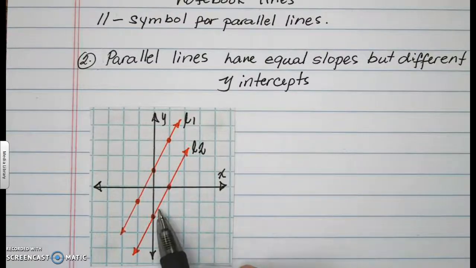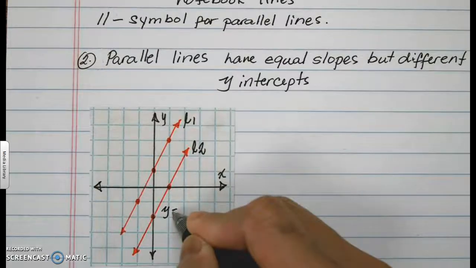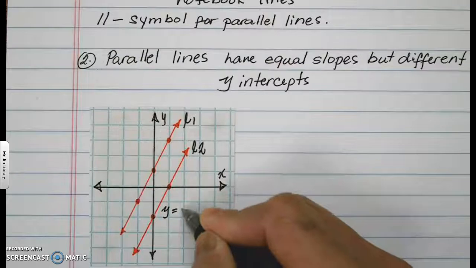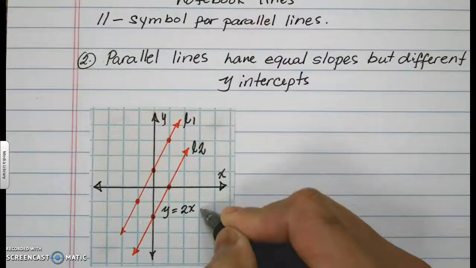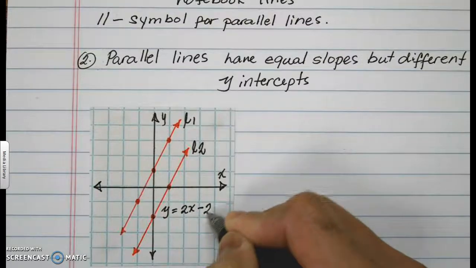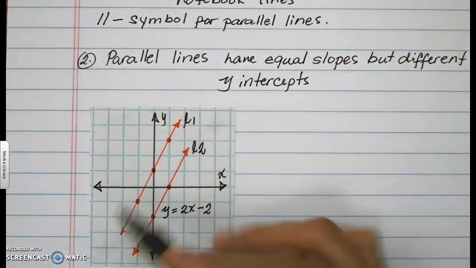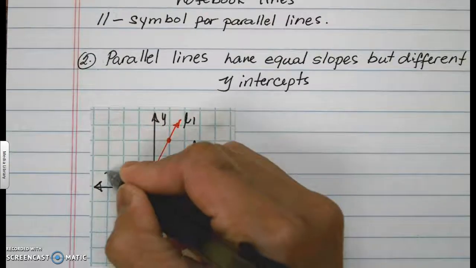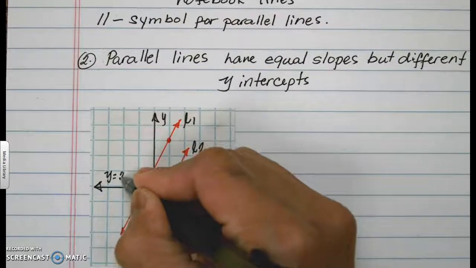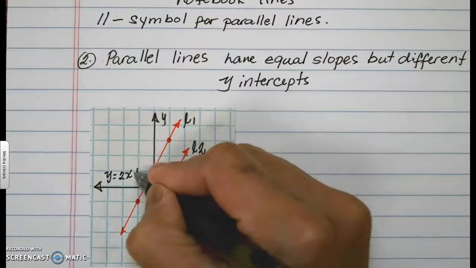So the equation of this line is actually y equals 2x, which is your slope, that's your m, and then minus 2 because of the y-intercept being at -2. However, for this one, you will follow the same slope, so the equation for this line is y equals 2x. However, your y-intercept is at +1.